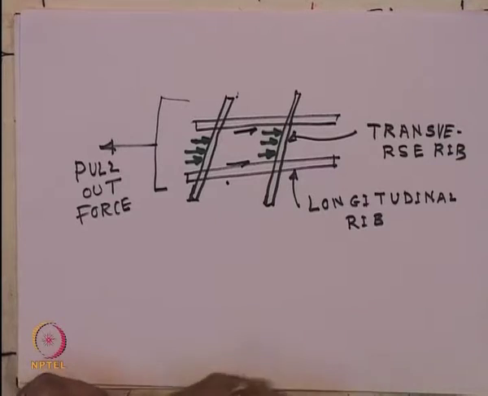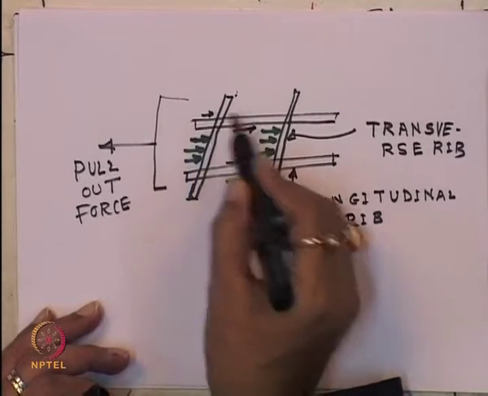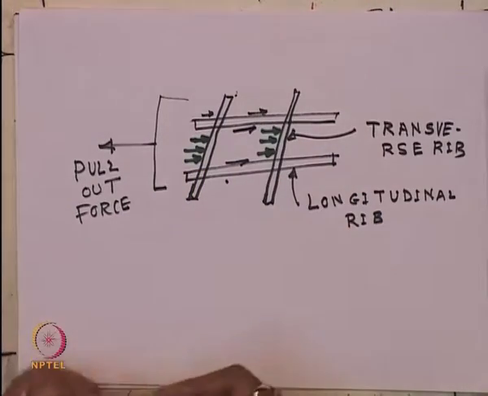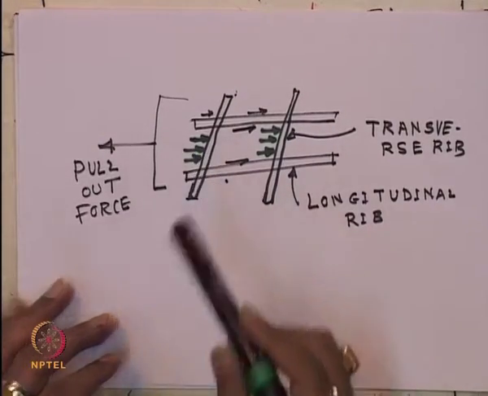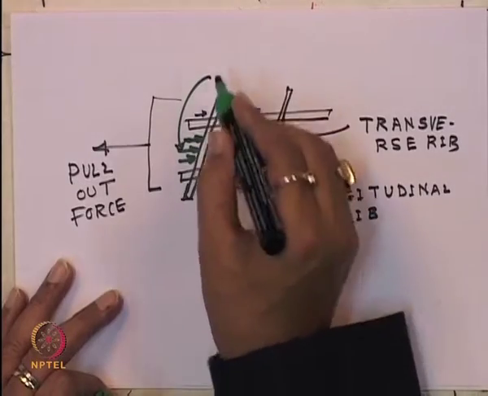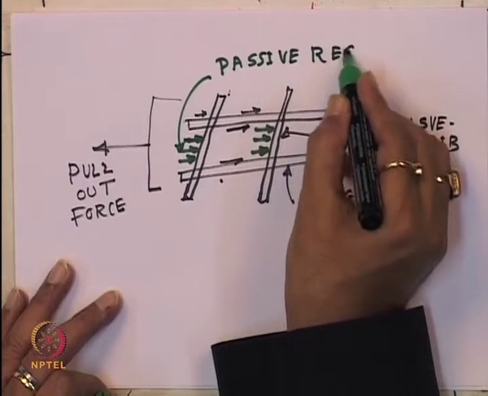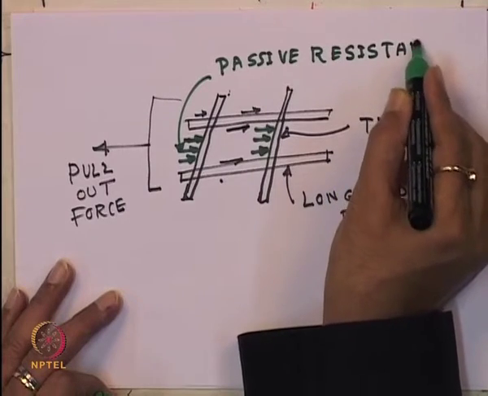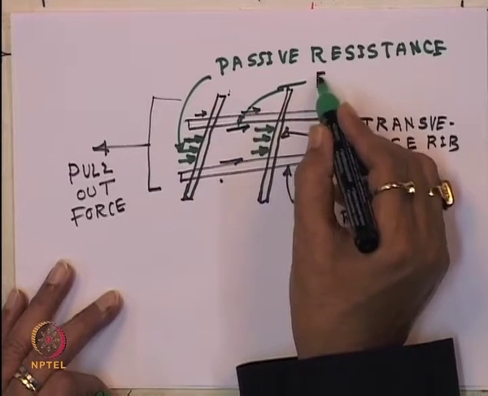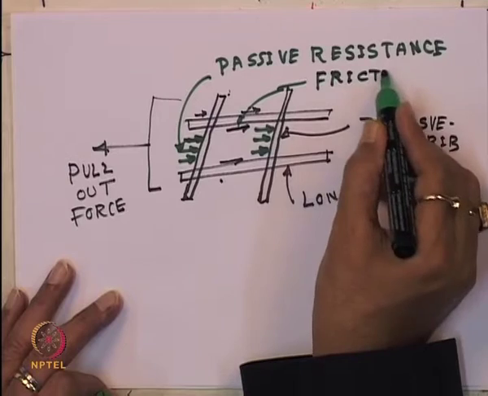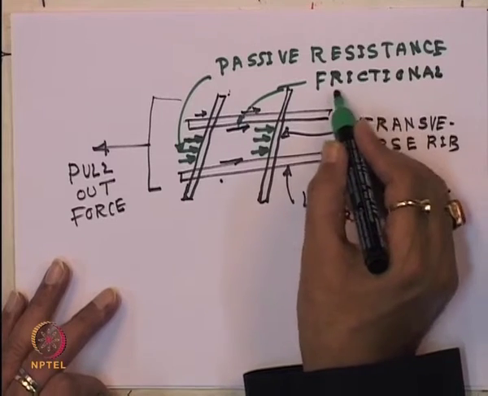So you can say also here, friction, here also friction. So these are the frictional force and these are the passive resistance. So this is the passive resistance, and these are the frictional resistance.